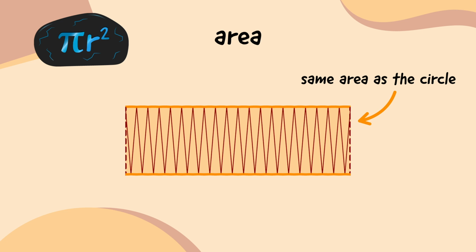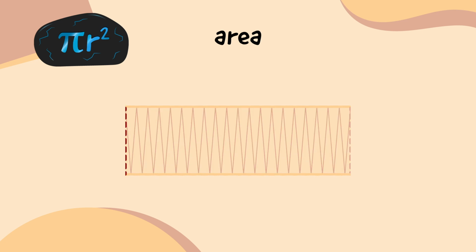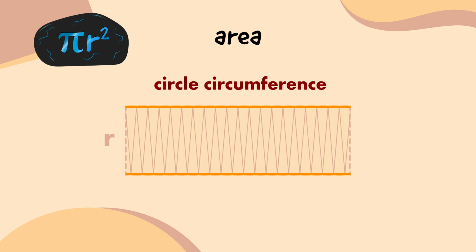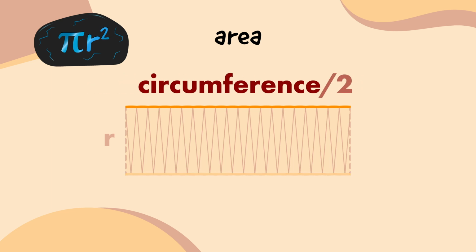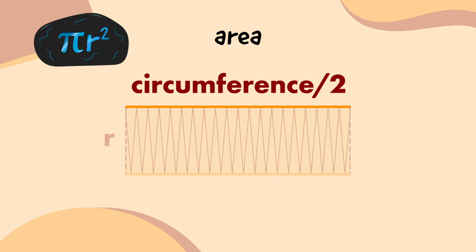Oh wow, it's like magic. How do we find out the area of this rectangle then? Well, we know that the height of the rectangle is the same as the radius of the circle, so let's label it r. Now the two long sides of the rectangle are made up of lots of segments of the circle's circumference. So we know that the length of the rectangle must be equal to half the circumference of the circle.